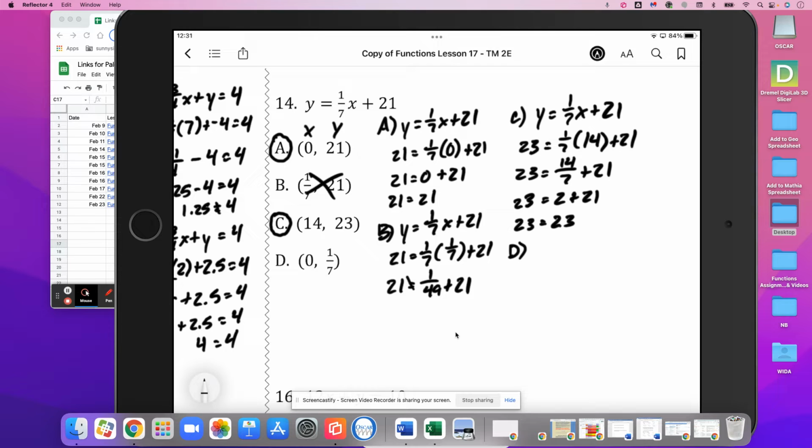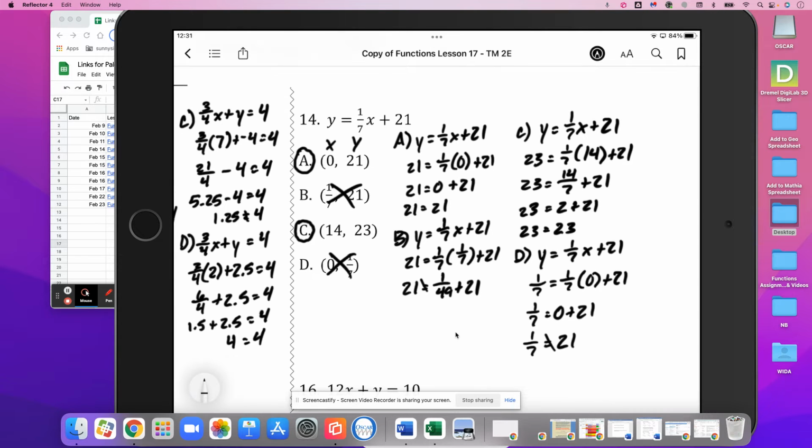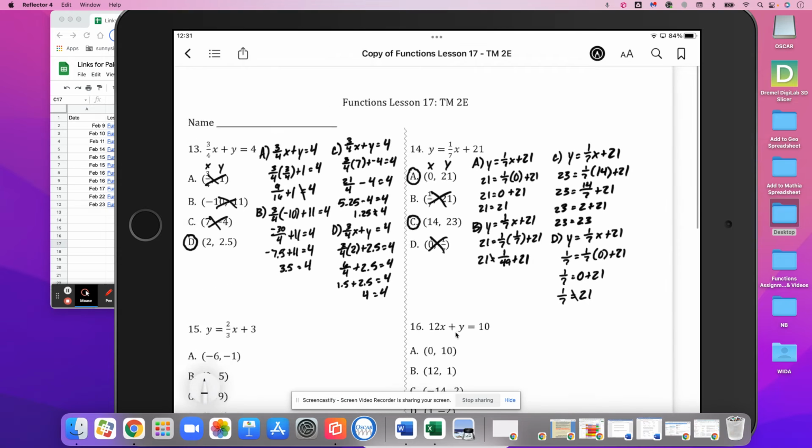And lastly, D, we've got y equals 1/7 x plus 21. So y is 1/7 and x is 0, so 1/7 times 0 plus 21. We've got 1/7 is equal to 0 plus 21. And so 1/7 equals 21. The answer there is no. So D does not satisfy the function.